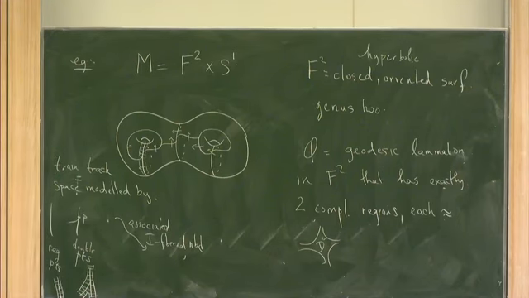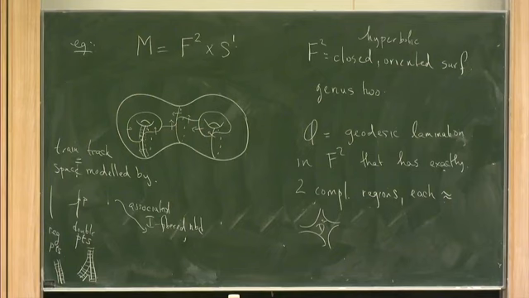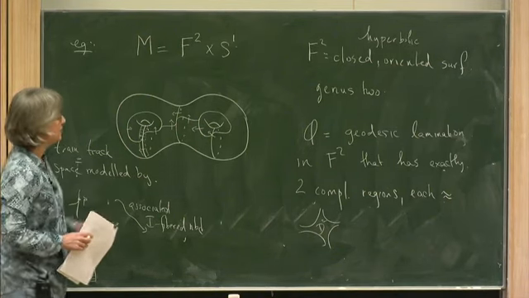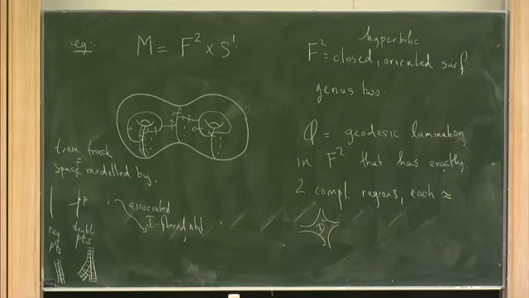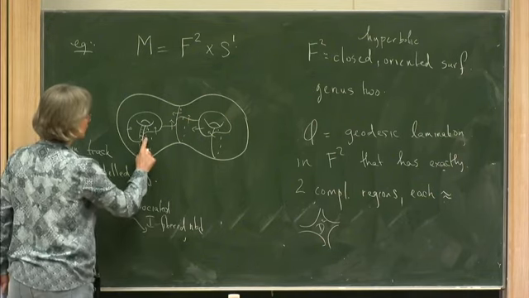And I say that a lamination is carried by a train track if it can be isotoped so that all of the leaves lie in this nice neighborhood and the leaves are everywhere transverse to the I-fibering. So geodesic laminations are in general complicated, but they can be carried by nice train tracks of the sort that I just drew.